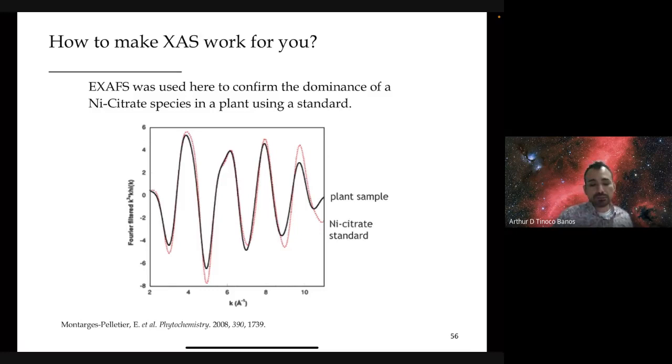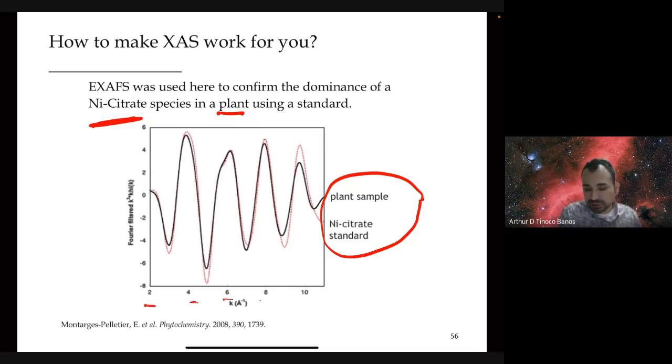Here, the person was interested in apparently looking at a nickel species that was in a plant. So what they did was they processed the XAFS data to then compare it to the XAFS for a nickel citrate standard. And what they observed was that the plant sample and the nickel citrate sample were pretty much spot on. You can see in terms of these would essentially be indicative of the radial distance of neighboring atoms to the atom of interest. Okay. All right, so that shows you how powerful this technique can be.